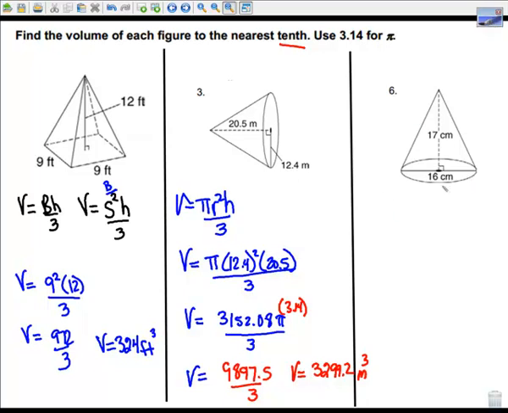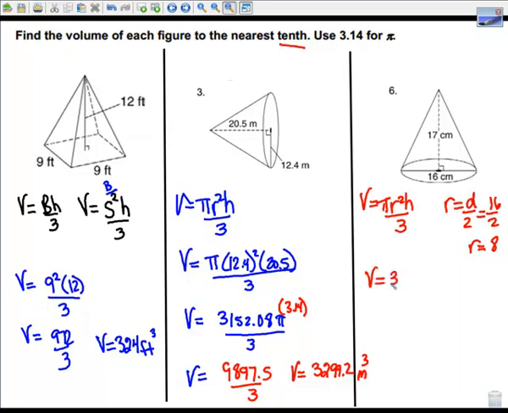Alright, here we also have a cone, so we're going to do it the same way. Pi r squared times height divided by 3. However, they're not giving us the radius, so we have to figure out the radius. And remember, the radius is diameter divided by 2. So 16 divided by 2, my radius is 8.